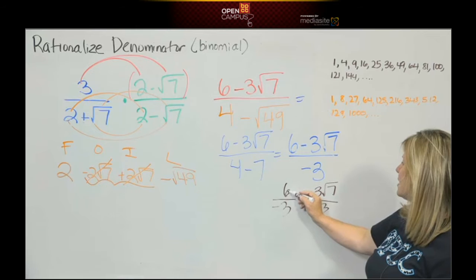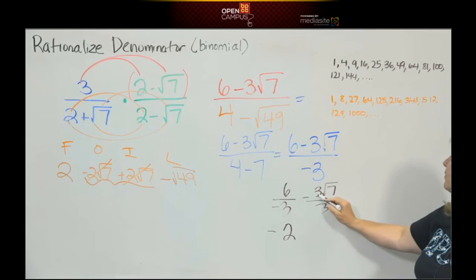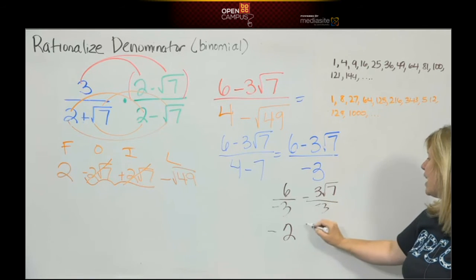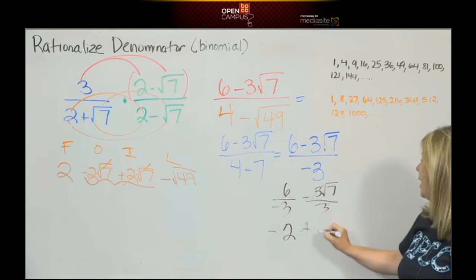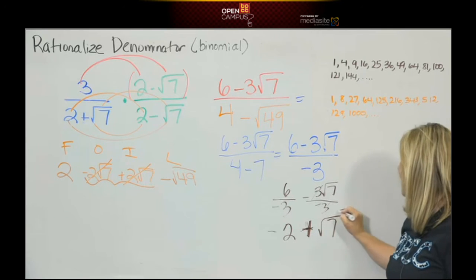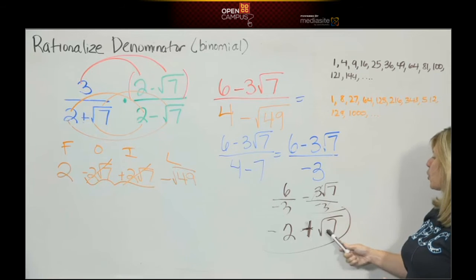So let's do it. 6 divided by negative 3 would be negative 2. Negative 3 square roots of 7 divided by negative 3. Well, a negative over a negative makes a positive. 3 divided by 3 makes 1. And we would get positive square root of 7. And that is your final answer: negative 2 plus square root of 7.